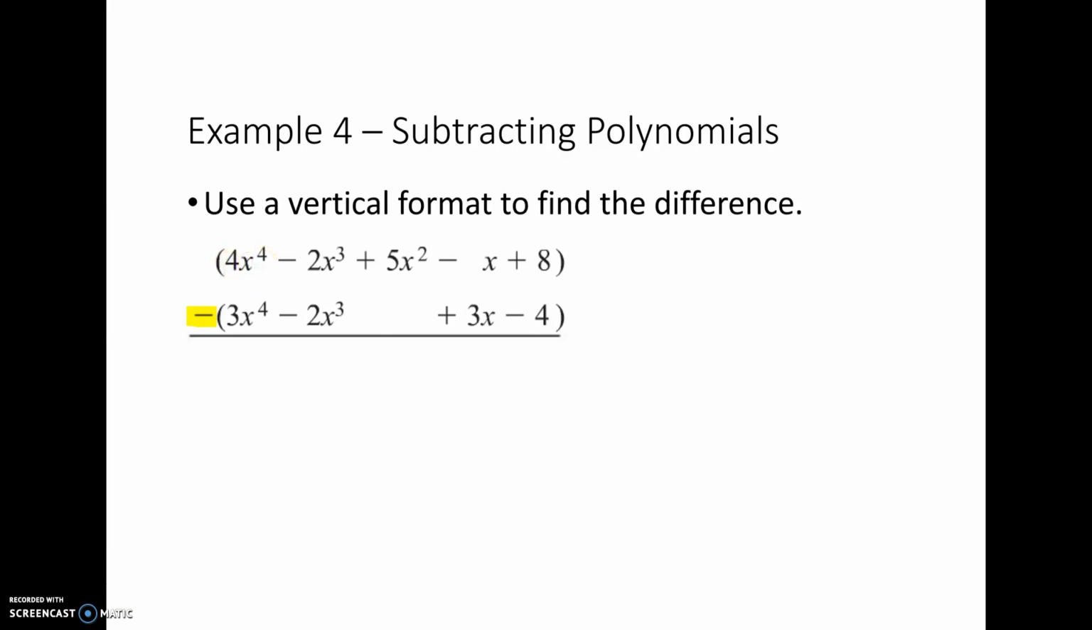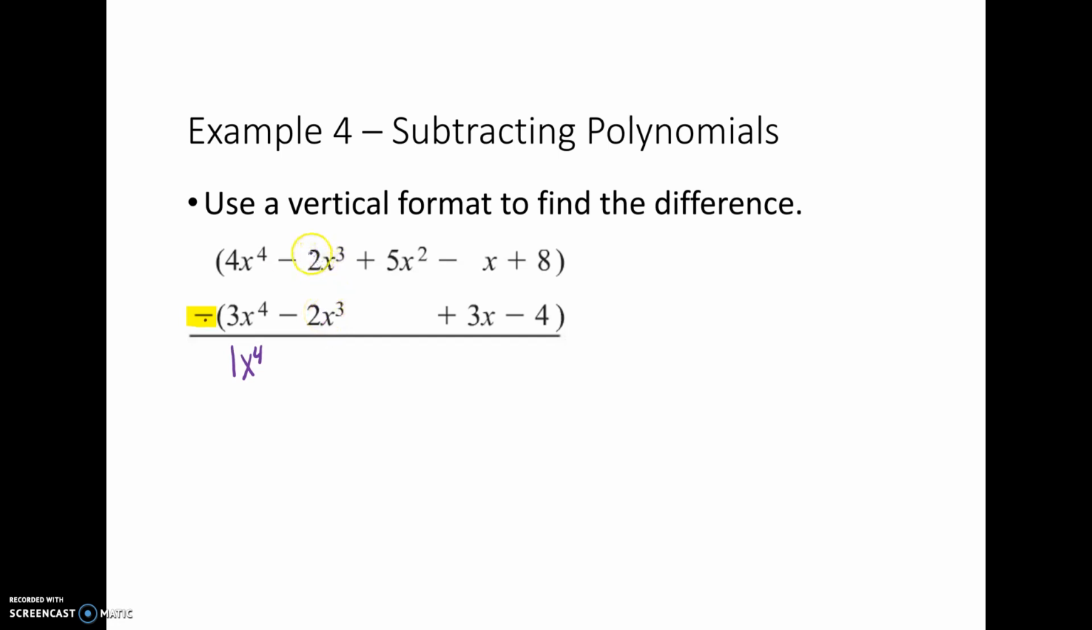So 4x to the fourth minus 3x to the fourth. 4 minus 3 is 1, so 1x to the fourth. Do you need to write that 1? No. Can you? Yeah. Negative 2x to the third minus negative 2x to the third. Well, minus a negative means plus. So you've got negative 2x to the third minus a negative plus 2x to the third. That's going to be 0.